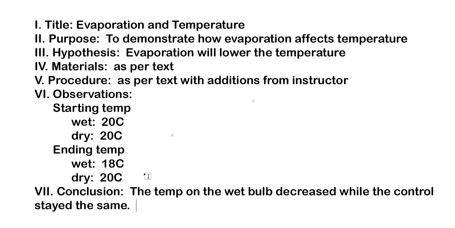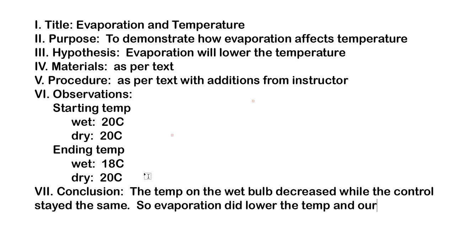Okay, so we've addressed that. Now we address our hypothesis. Our hypothesis: evaporation will lower the temperature of water. So, evaporation did lower the temp. We don't foresee anything else lowering the temp because we had our control there. Otherwise we could say, well, maybe the table was cold, or maybe the room temperature dropped, something like that. So our control allows us to say, no, that didn't happen. So evaporation did lower the temp, and our hypothesis was correct.